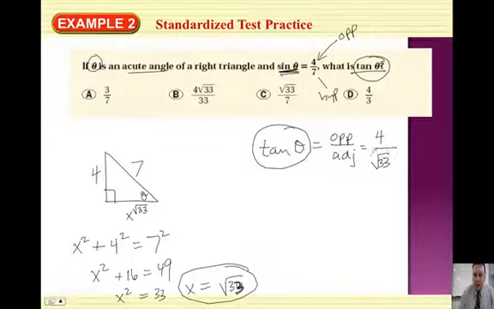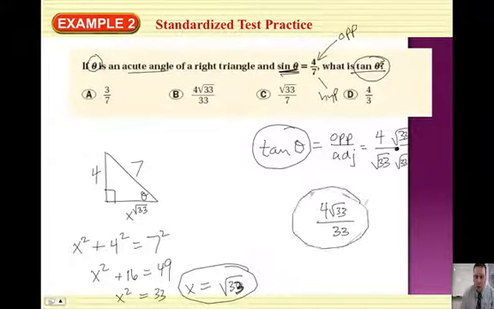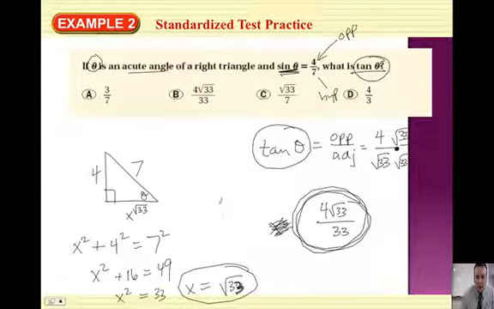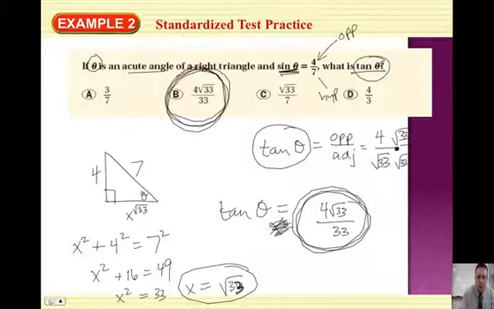Now, what you have to do is you can't leave roots in the denominator, right? So you have to multiply by root 33 on the bottom, multiply by root 33 on top. Right? We're rationalizing. So we get 4 root 33 over square root of 33 times square root of 33, which becomes 33. Final answer. Actually, this is what tangent of theta is equal to. This ratio right here. So you see that, letter B. Okay.